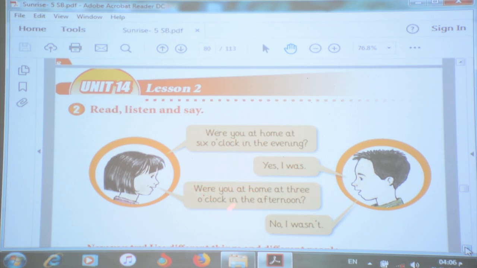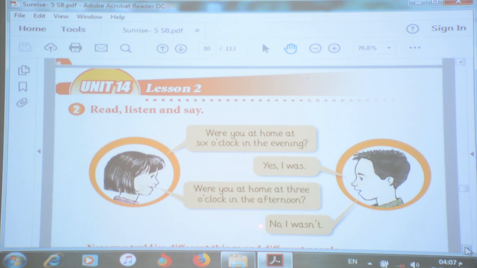And there's another question. Were you at home at 3 o'clock in the afternoon? Were? Because there's you, you should use were as a question. At the first of the sentence you should use were, because you have a question. Were you at home? Again, with home you should use at. At 3 o'clock, again, because there's an o'clock, you should use at 3 o'clock. With afternoon, you should use in the afternoon. And the answer is no, negative. No, I wasn't.